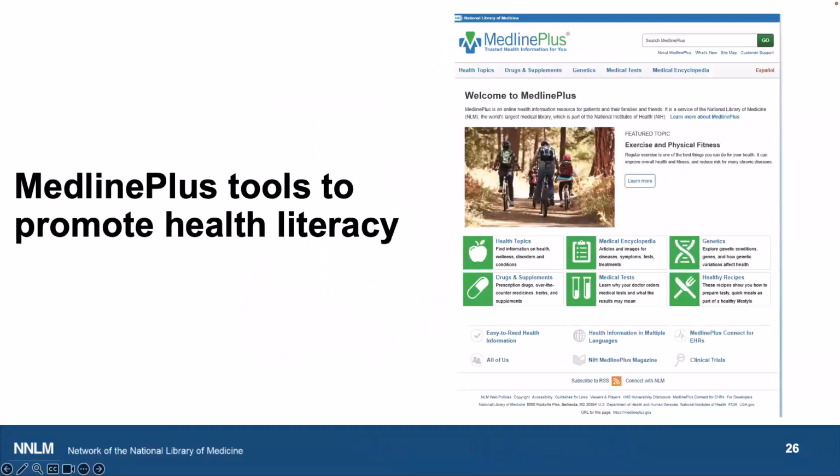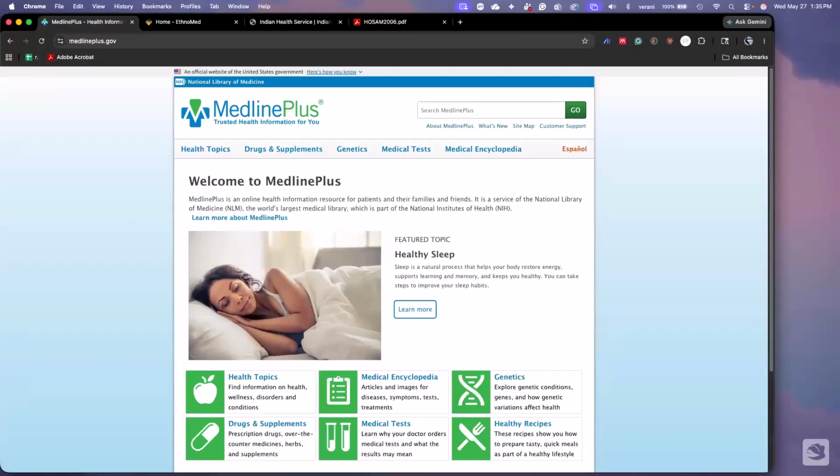So next up, we're going to talk about Medline Plus, and we're going to show you some demos here. But for those that don't know, Medline Plus is an online health information resource from the National Library of Medicine for patients, their families, their friends, and it has a lot of reliable health information that is really easy to understand in both English and Spanish. And the best part is it's ad-free.